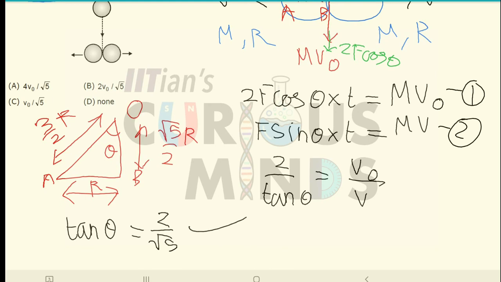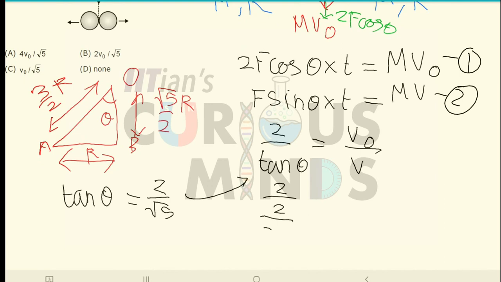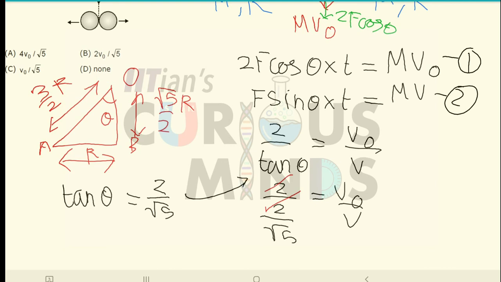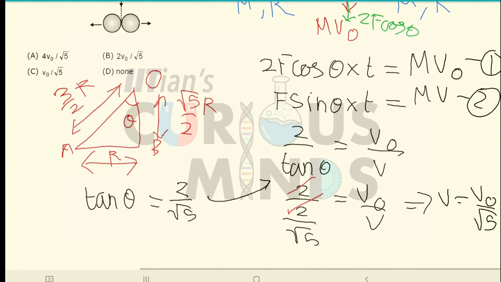I will plug in the same value over here. So 2 divided by 2 divided by root 5 will be equal to v naught divided by v. So the 2 and 2 get cancelled out, which implies v will be equal to v naught divided by root 5, which is option number C.